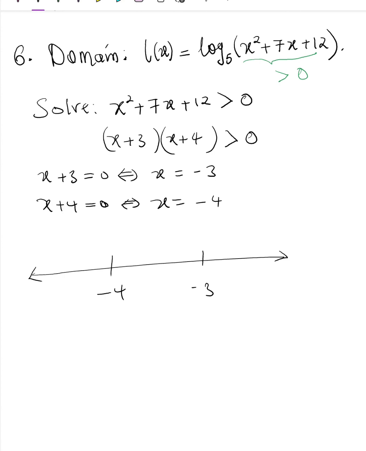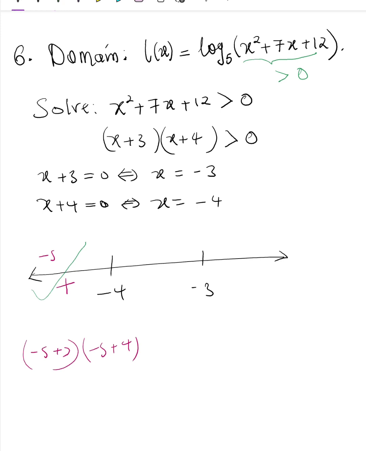Now if I pick a number less than negative 4, which is negative 5, I have negative 5 plus 3, which is a negative number. Then multiplied by negative 5 plus 4, which is also a negative number. So the sign for all the values of x that are less than negative 4 is positive, and a positive number is greater than 0. So this is part of the solution.